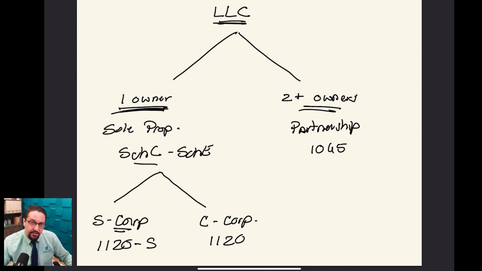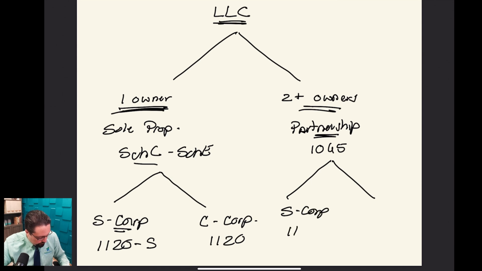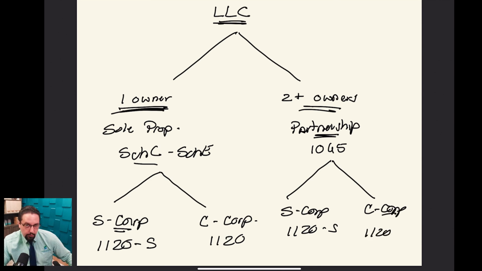Now, this election you can also do when your LLC has 2 or more owners. So you can tell the IRS that you want your partnership LLC to file taxes as a corporation, either an S-Corporation or a C-Corporation as well. So this is the good thing about the LLC. You have more flexibility on how your business files taxes.